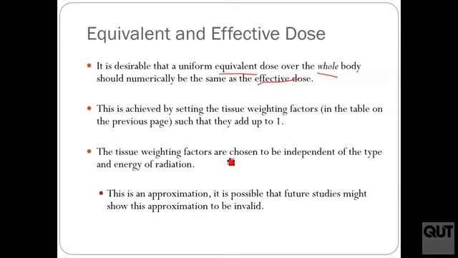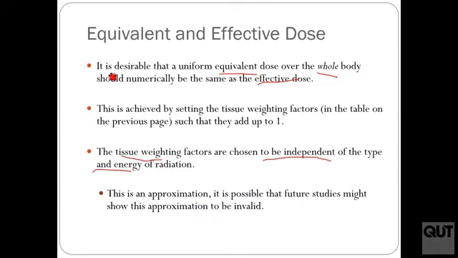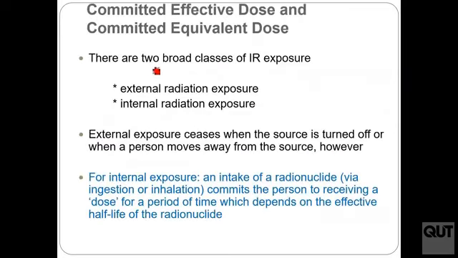So the tissue weighting factors should be independent of the type and energy of the radiation. This is an approximation and an assumption, and it may prove to be wrong in the future, but that's what we're sticking with for the time being. Now, for effective dose and equivalent dose, as before, there are exercises on Blackboard for you to go through. The final thing we're going to look at is committed effective dose and committed equivalent dose.